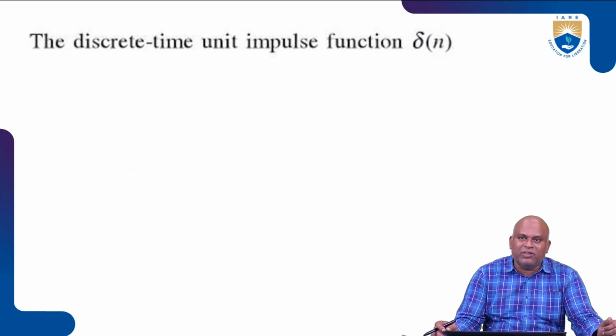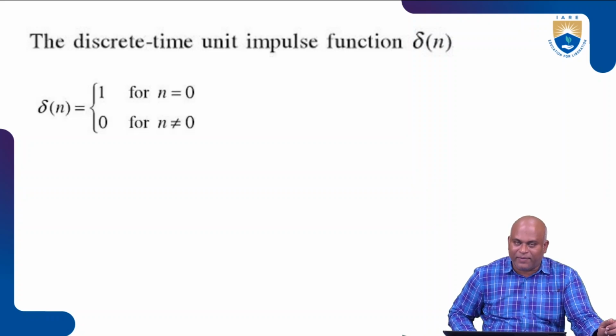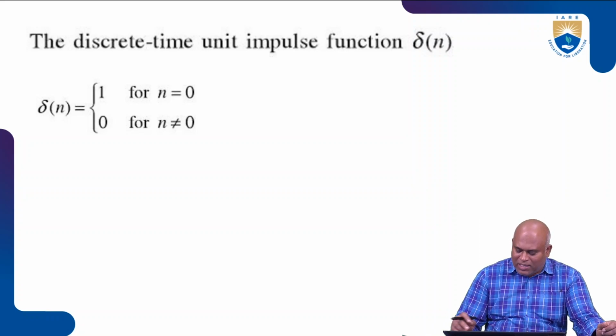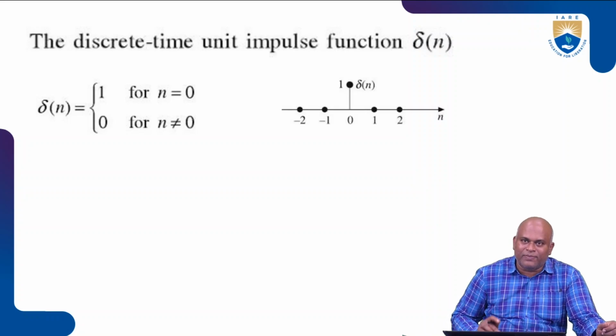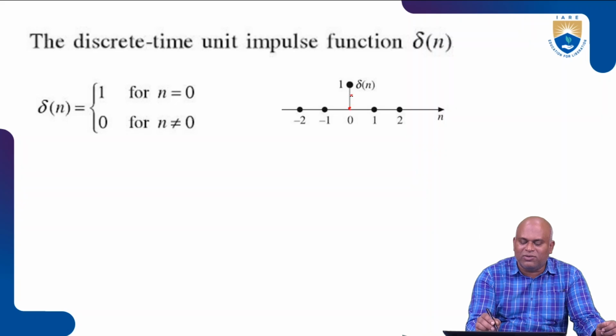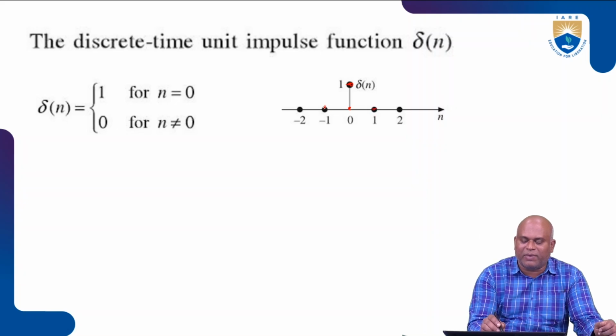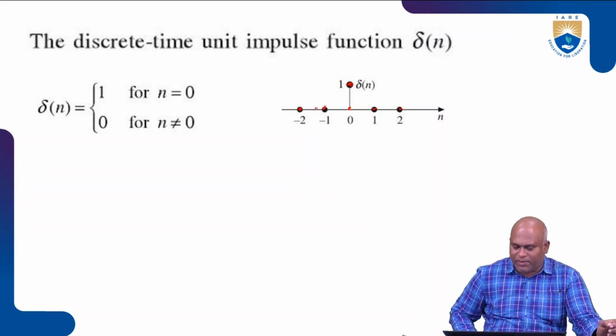Next is the discrete unit impulse function. We represent it as delta of n. The delta of n as a mathematical model is delta of n equal to 1 for n equal to 0, and 0 for n not equal to 0. In the graphical representation, when n equal to 0, the amplitude is equal to 1. For all the remaining positions, 1 as well as minus 1, 2, minus 2, the value is 0 only.